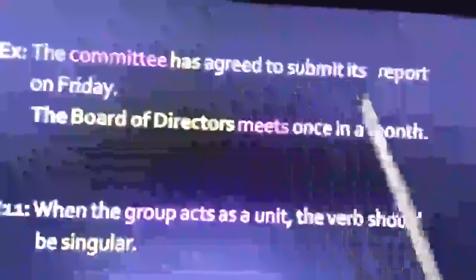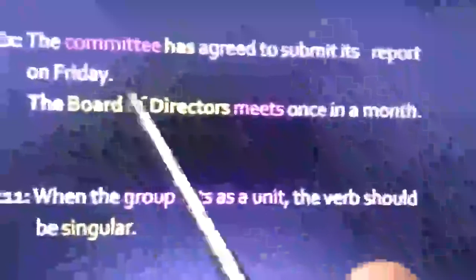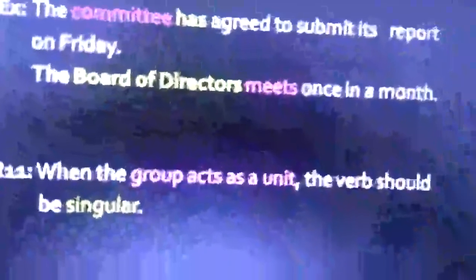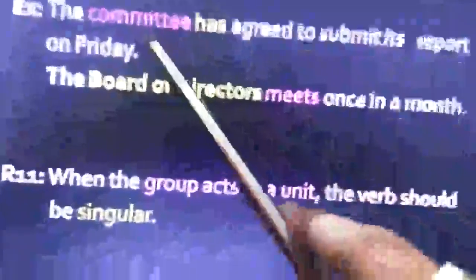See this sentence: The committee has agreed to submit its report on Friday. Here in this sentence we are talking about the committee. Committee means a group of people who form a committee. We are not talking about a single person, but about many people who formed a committee. But here this word, the committee, is taken as a single unit, and so we are using a singular verb with this particular word. So when the group acts as a unit, the verb should be in singular.